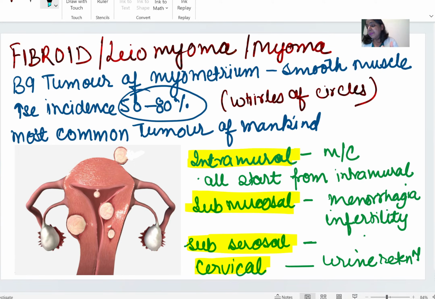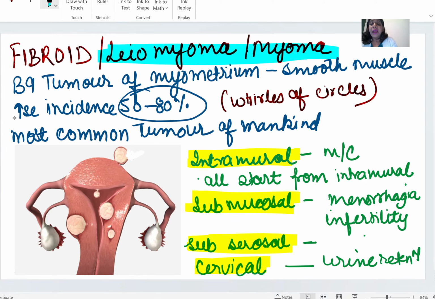Fibroid, another name is leiomyoma or myoma. Please learn the other names also. Question can come on other name also. Okay. Now, what is fibroid? It is a benign tumor of myometrium or smooth muscle cell. That is why its name is myoma or leiomyoma. Myoma means muscle tumor. Leiomyoma means smooth muscle tumor.